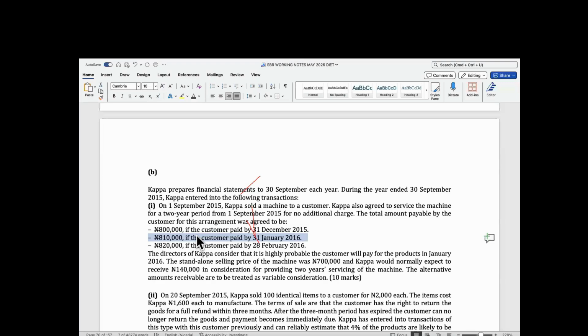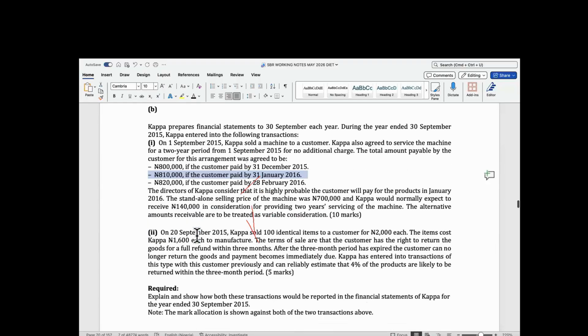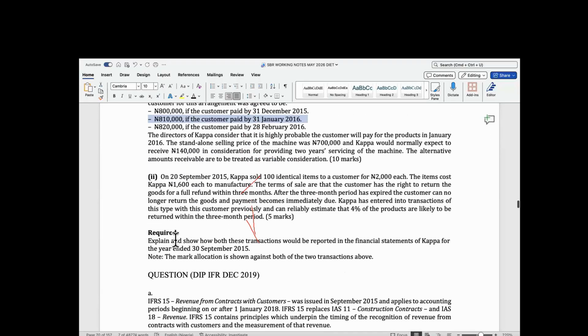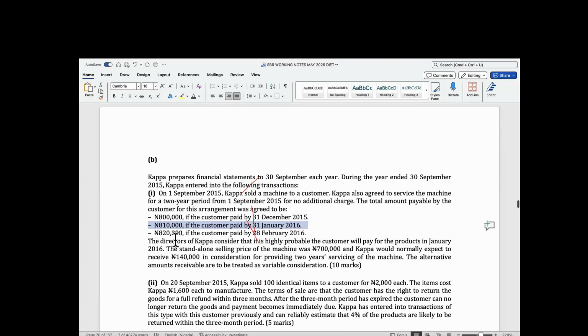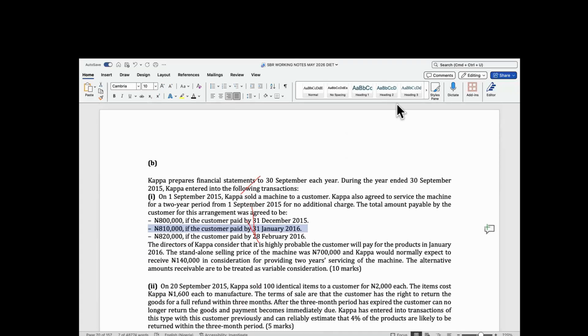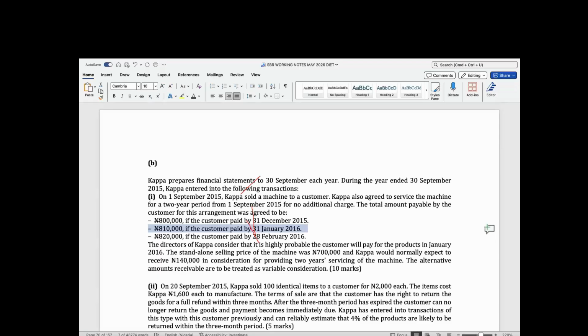Okay, so these are the type of questions that you would find in your exam. So let me see the requirement. It says, explain and show how the transactions will be reported. So how do we report this transaction? How do you report this transaction?